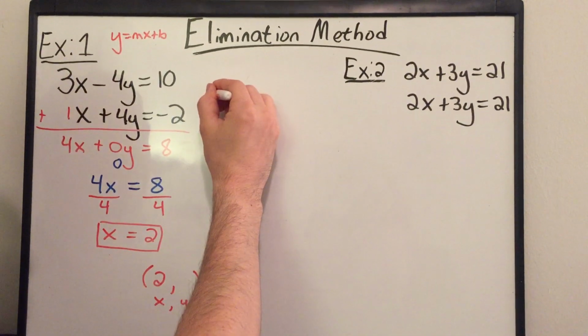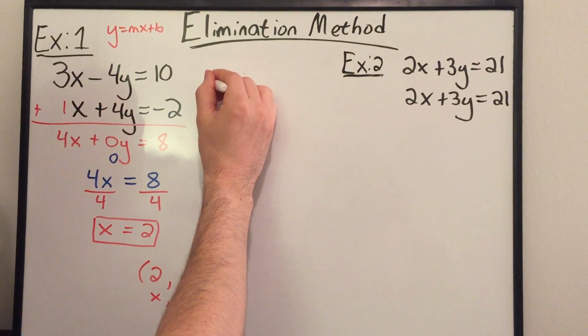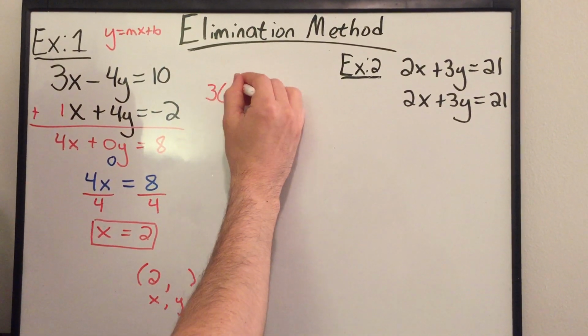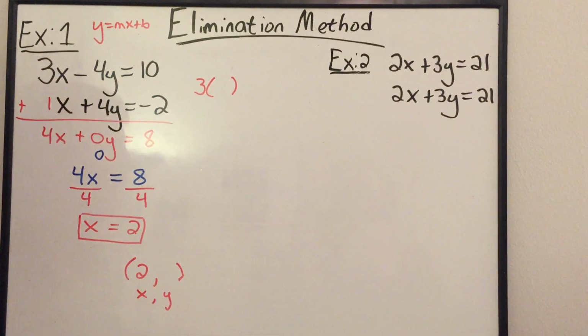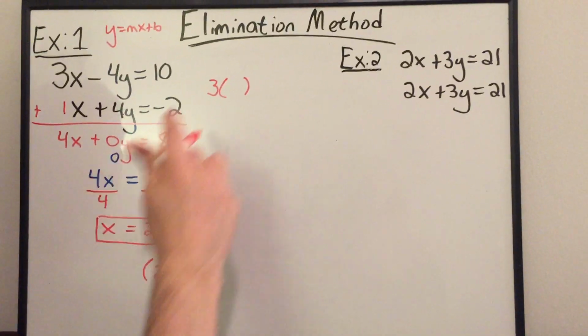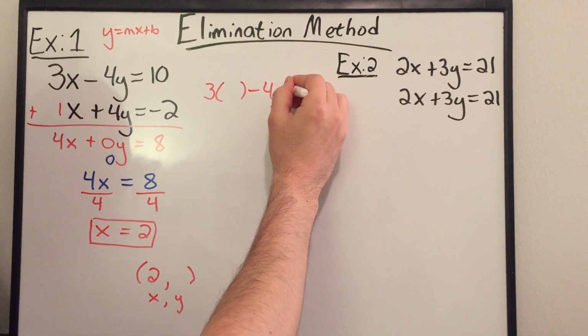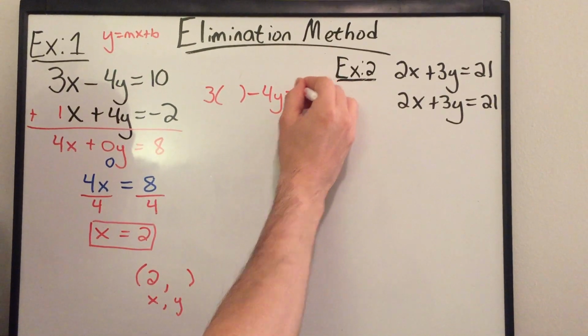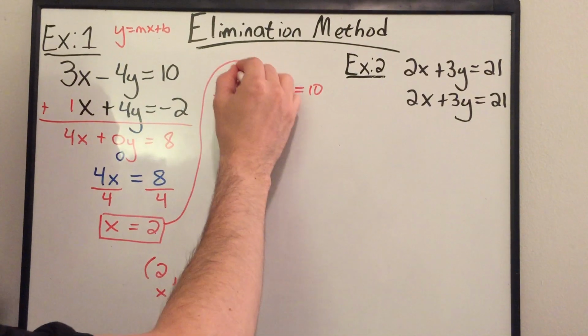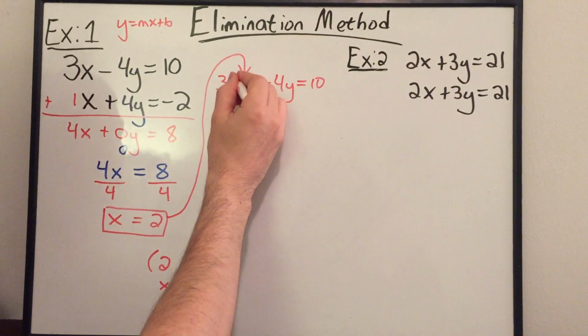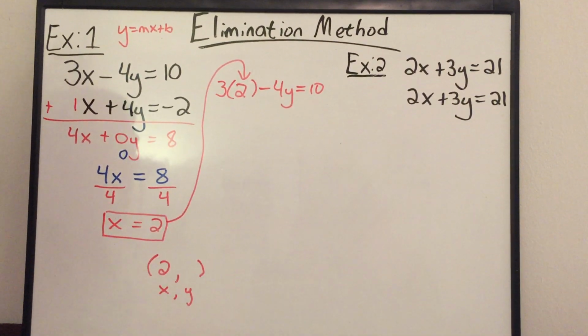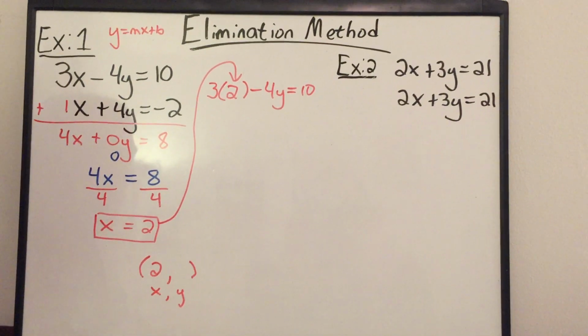So I'm going to take this equation, 3x minus 4y equals 10. But notice I'm going to leave x blank because I'm going to replace it with 2 in just a second. So 3x minus 4y equals 10, but I'm going to take this 2 and plug it in for x right there, and now I can go about solving for y.